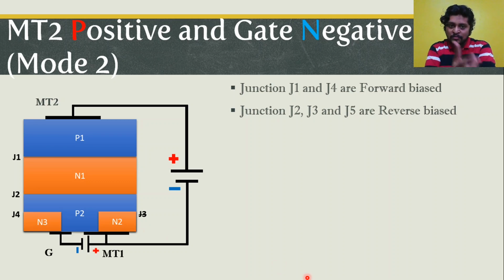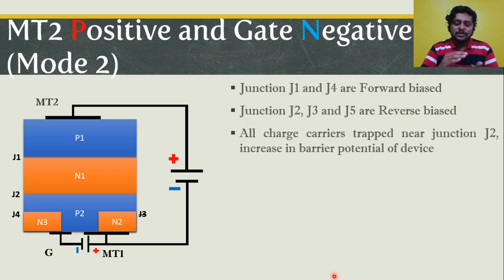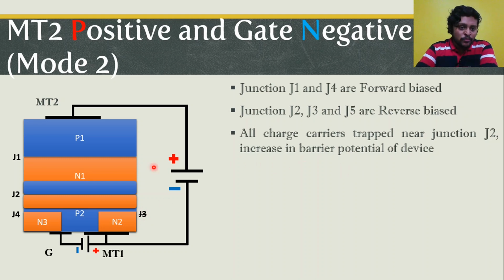Now as the polarity of the gate is reversed, junction J3 will now be in the reverse bias condition. Now junctions J1 and J4 are in forward bias condition, obviously they allow the charge carriers to get transferred within the device. But now junction J2 is reverse biased, all the charge carriers get trapped across junction J2, which again increases the width of the depletion region. As the width of the depletion region increases, obviously the barrier potential of the device increases, and because of that there will again not be any movement of majority charge carriers from the N1 region to the P2 region or the P2 region to the N1 region, and again we say that the device remains in the off condition.